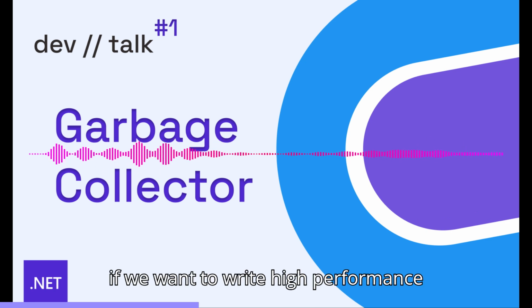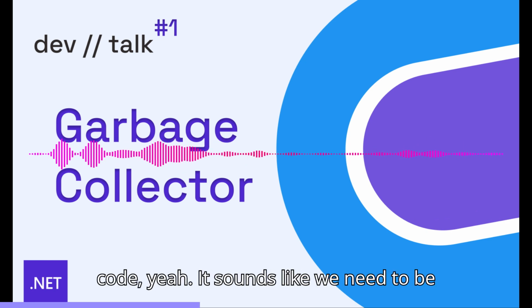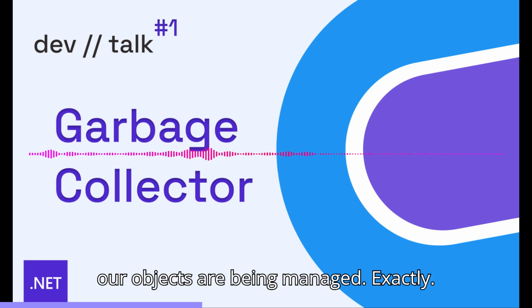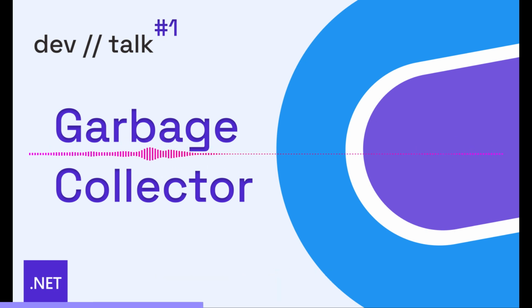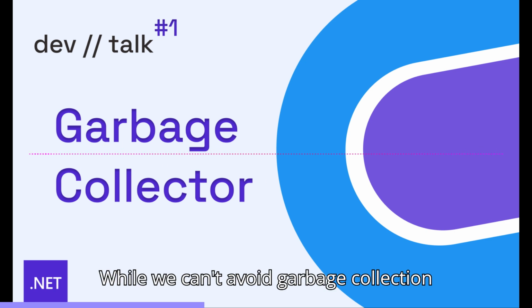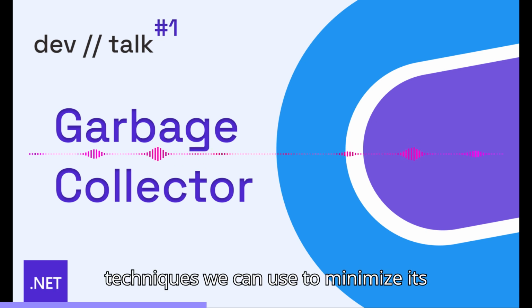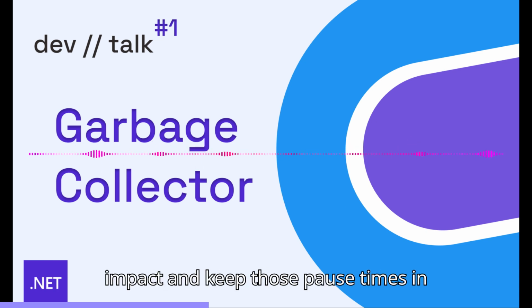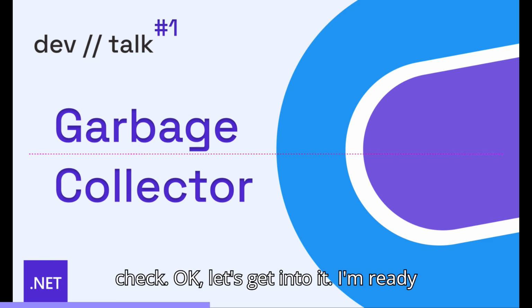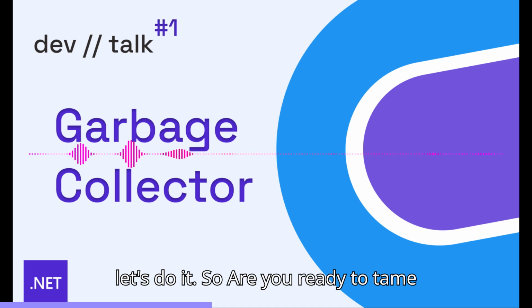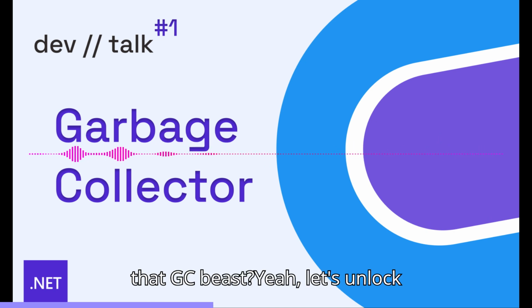So if we want to write high-performance code, it sounds like we need to be mindful of this LOH and how our objects are being managed. Exactly. And that's what we'll dive into next. While we can't avoid garbage collection entirely, there are some clever techniques we can use to minimize its impact and keep those pause times in check. Okay, let's get into it. I'm ready to level up my coding skills. All right, let's do it. So are you ready to tame that GC beast?